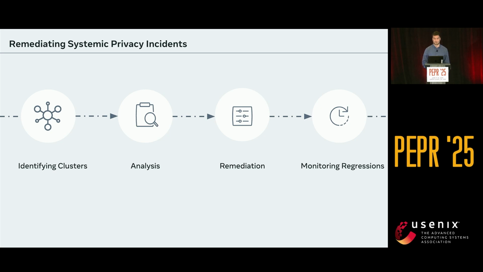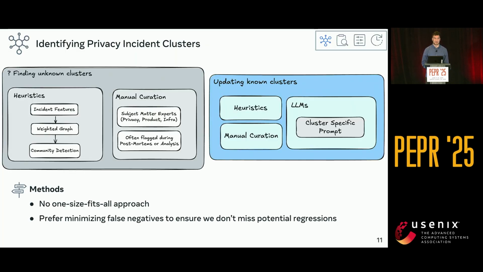A key part of our overall approach is that we built tooling to efficiently manage these systemic incidents and to facilitate all these workflows. Let's start by looking at identification. There are two key challenges here: finding unknown clusters of privacy incidents and matching new incidents onto known clusters.